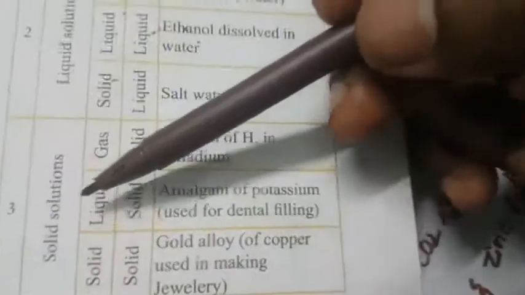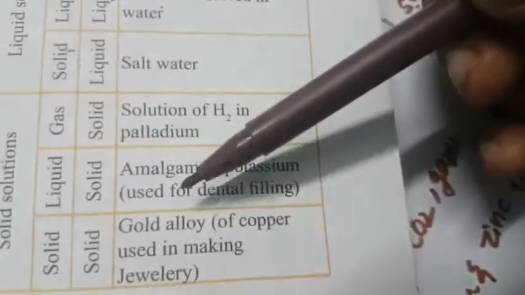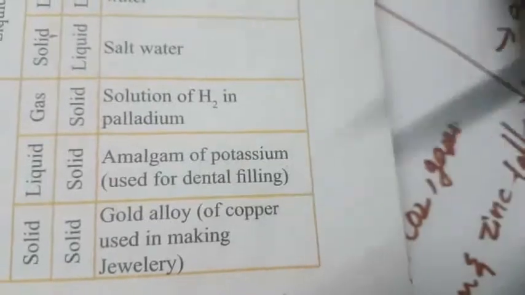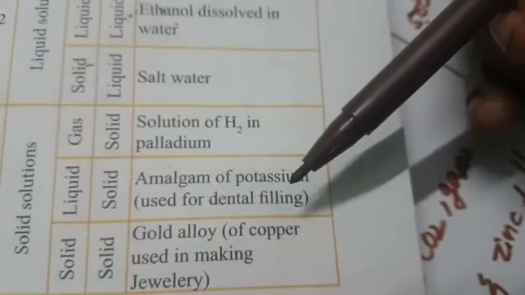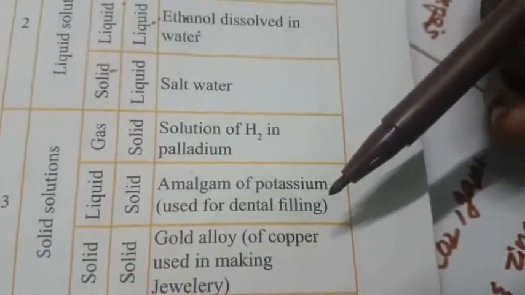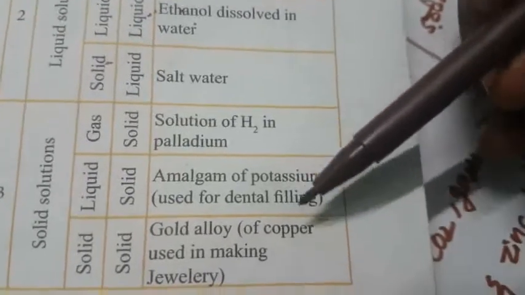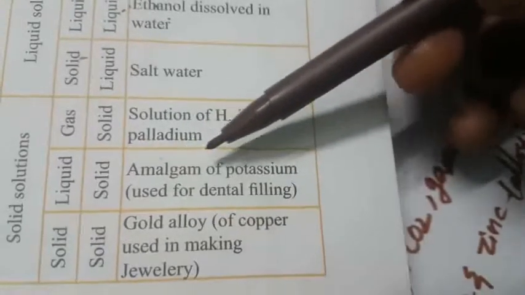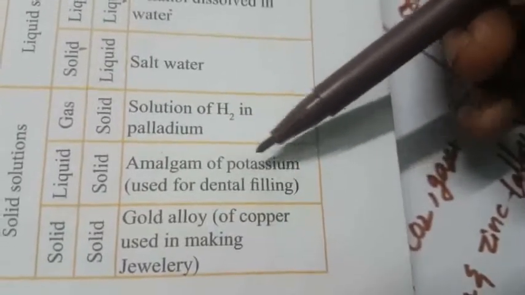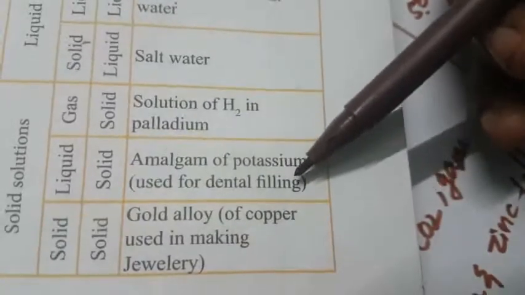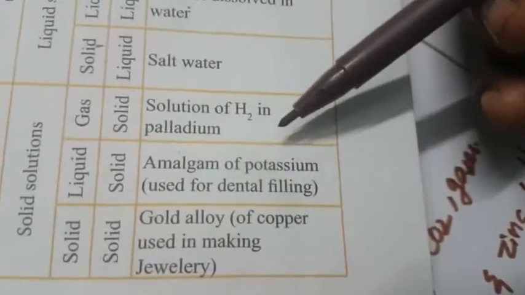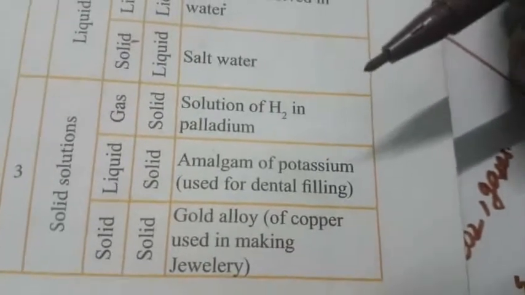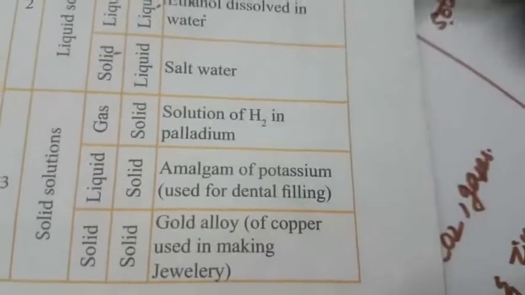Next one is solid solution. For example, the jewelry we mentioned, a gold alloy. Normally we use 22 carat, which is not pure gold: about 92% gold and the remaining is a mixture of copper used in jewelry. Another one is liquid in solid, that is amalgam of mercury, which is used for dental filling. Another one is gas in solid, a solution of hydrogen in palladium. These are the types and examples of solutions.